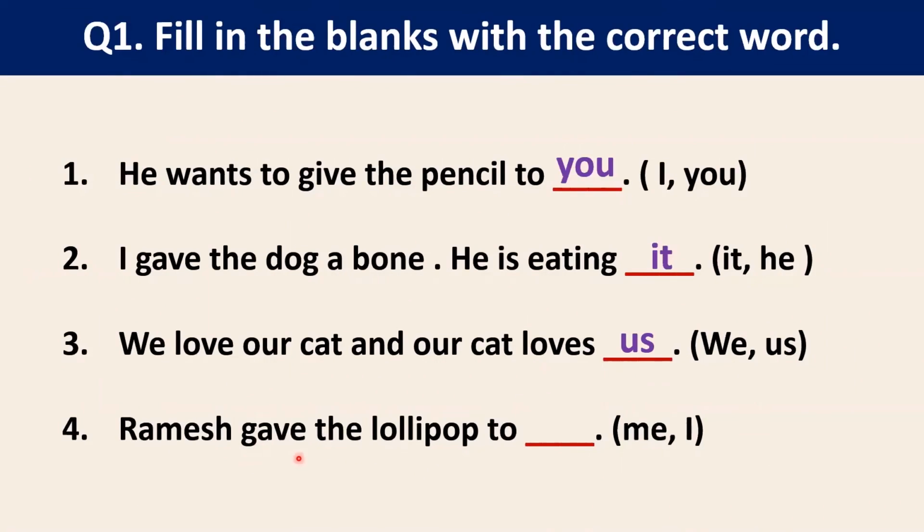Ramesh gave the lollipop to dash, me or I. Here the action word is gave. So who is doing this action? Ramesh. Then what is the object pronoun in this sentence? Ramesh gave the lollipop to I? No, to me. I hope children this exercise is clear to you.